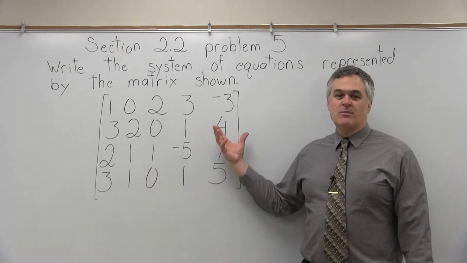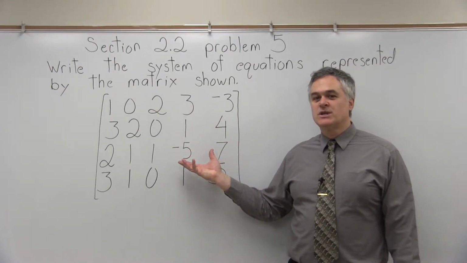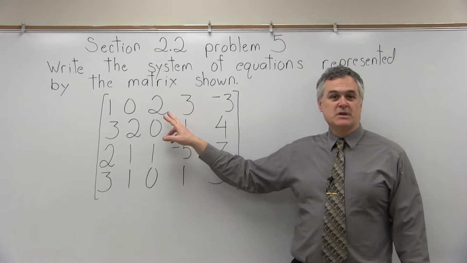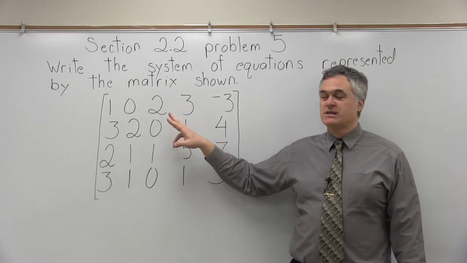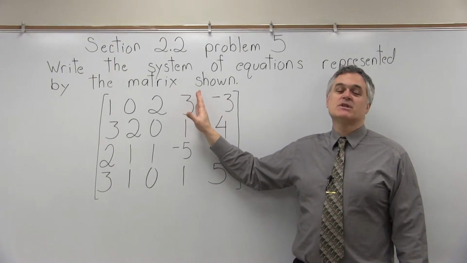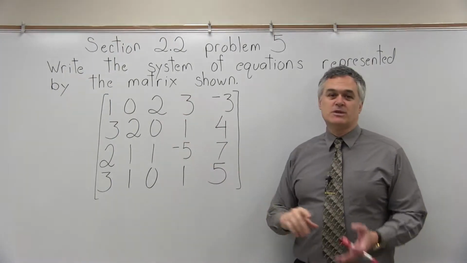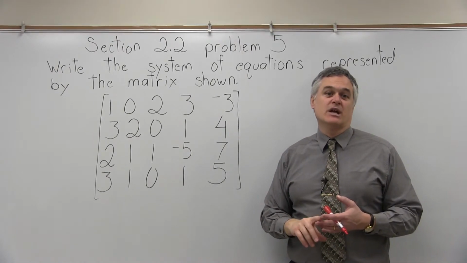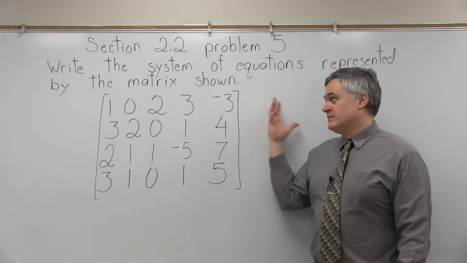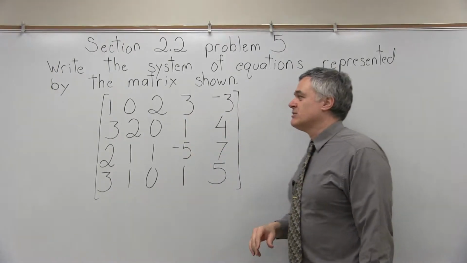Now, as a matrix gets bigger and bigger, you kind of run out of letters to use for your variables. A matrix with 2 variables would be x and y, with 3 variables, x, y, and z. Once it gets beyond that, everything's x with a little subscript. So this one has 4 variables. It'd be x1, x2, x3, x4. And if you had, say, 10 variables, it'd be up to x10. Once you get beyond 3, everything's x with a subscript.